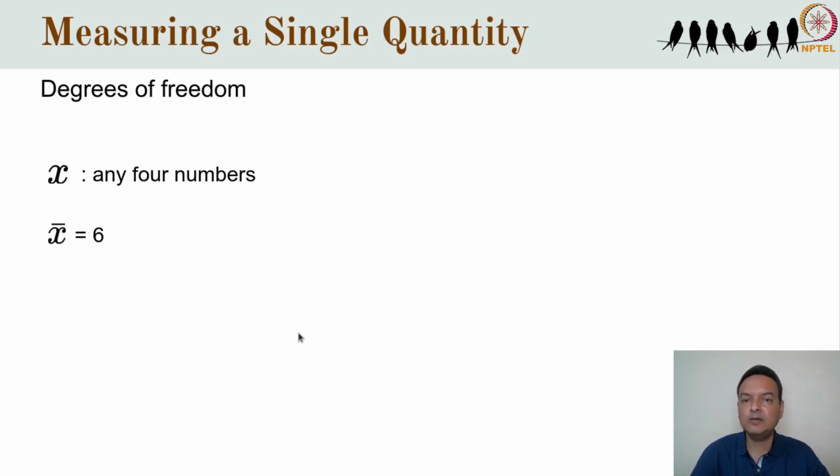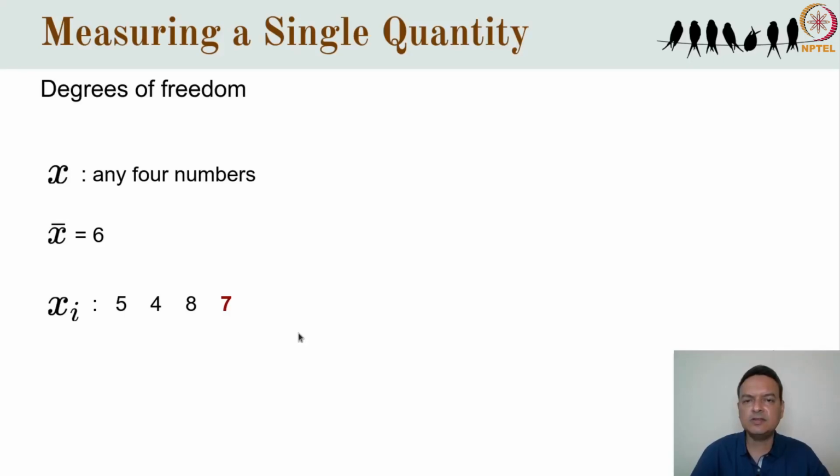I can pull out 1, 2, 3 numbers out of a hat, but once I have reached 3 numbers, the 4th one has to be a particular number such that the overall mean is what I told you. Let's try this out. I can choose anything for the first number, say 5. Then I can choose anything for the second number, say 4. Then I can choose anything for the third number, say 8.